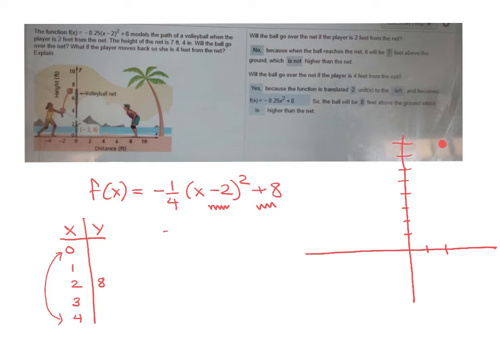So if we plugged in the 0 and did the right order of operations, if we took 0 and took away 2, you would get negative 2. And if you squared the negative 2, you would get a positive 4. And if you did negative 1/4 times 4, you'd get negative 1. And negative 1 plus 8 would give you 7. So we'd be at (0, 7).